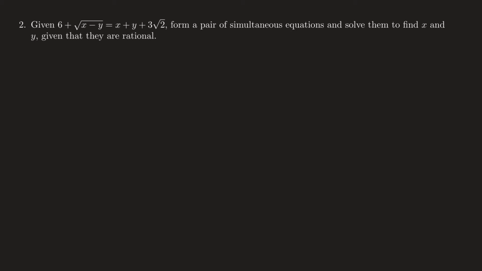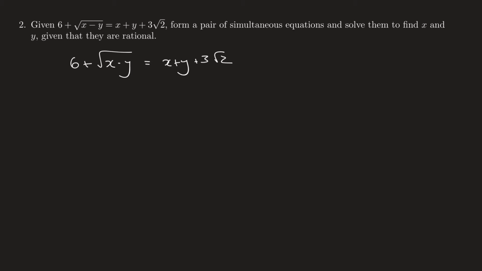Okay, so for this question, given that 6 plus root x minus y is equal to x plus y plus 3 root 2, we need to form a pair of simultaneous equations and then solve for x and y, given that they're rational. So how can we get a pair of simultaneous equations from this? Let's write down the question and work based on that. So the right side is x plus y plus 3 root 2.